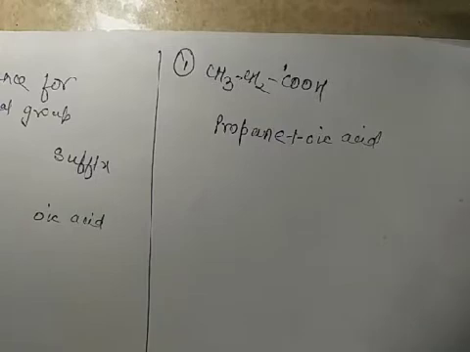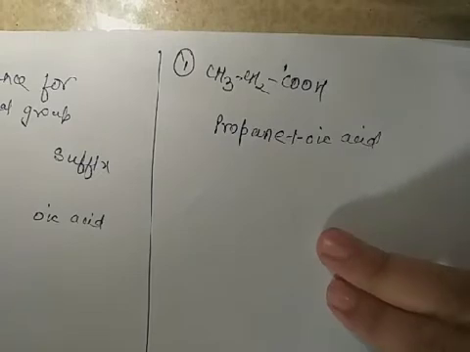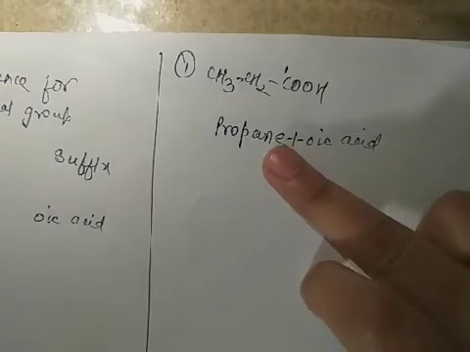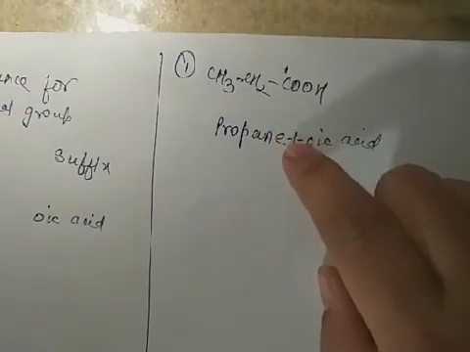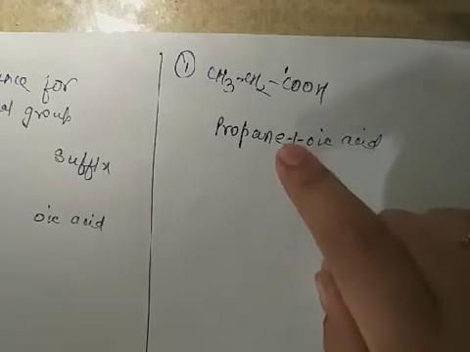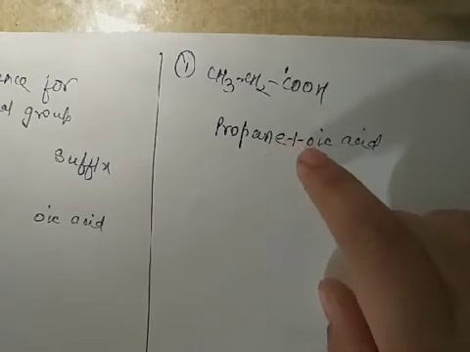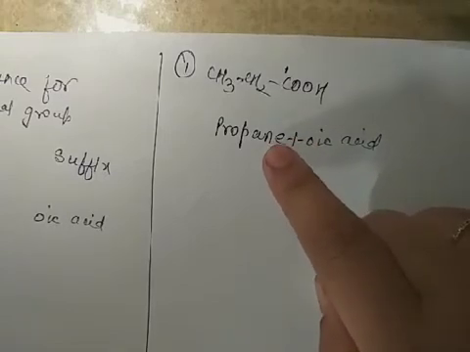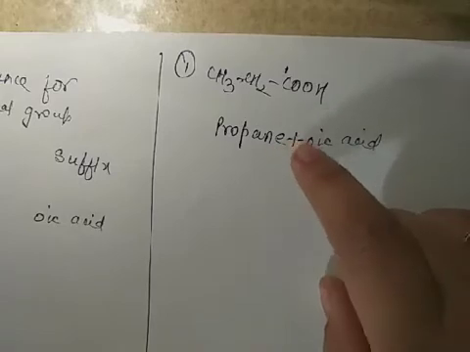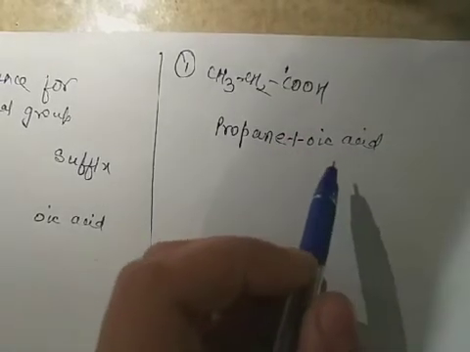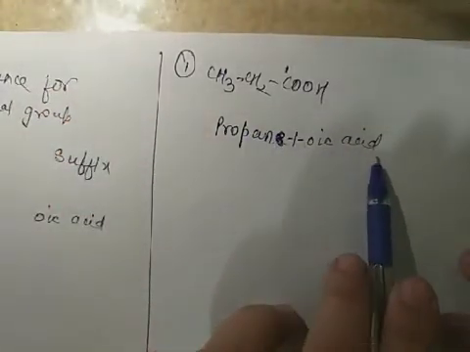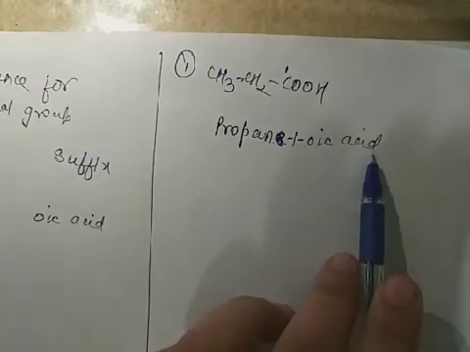Now there is one rule in IUPAC nomenclature that two vowels cannot be written simultaneously. This is E, this is O, and this is a number. You cannot say, ma'am, a number has come in between E and O, but the number is not counted at all. Propane's E and the vowel O are there, so I cannot write these two vowels simultaneously. For that, I will remove this E. The name will be written as propan 1 oic acid.